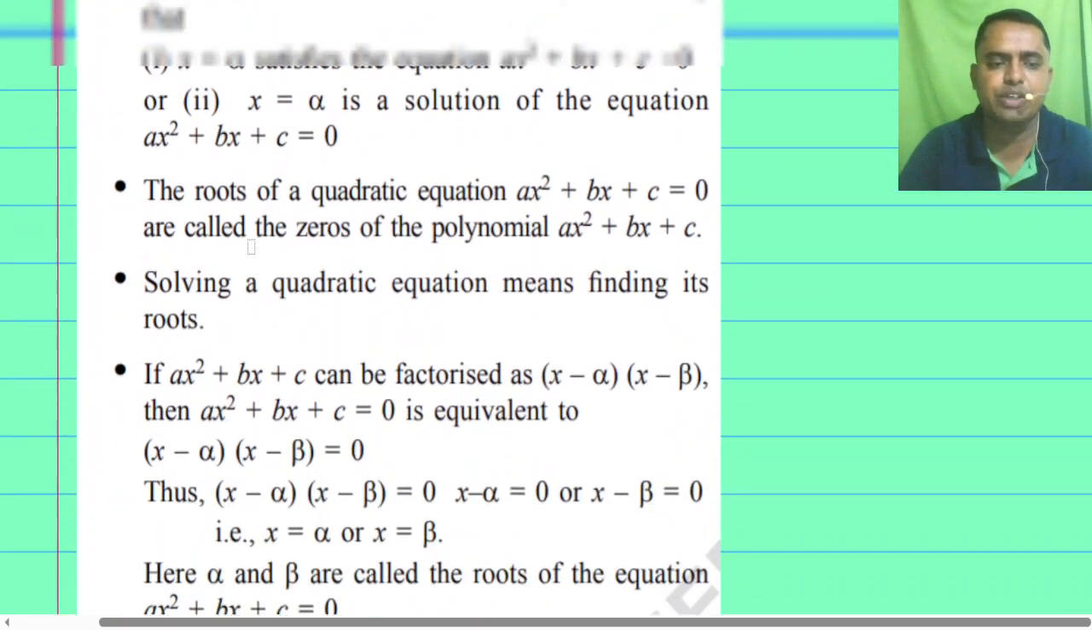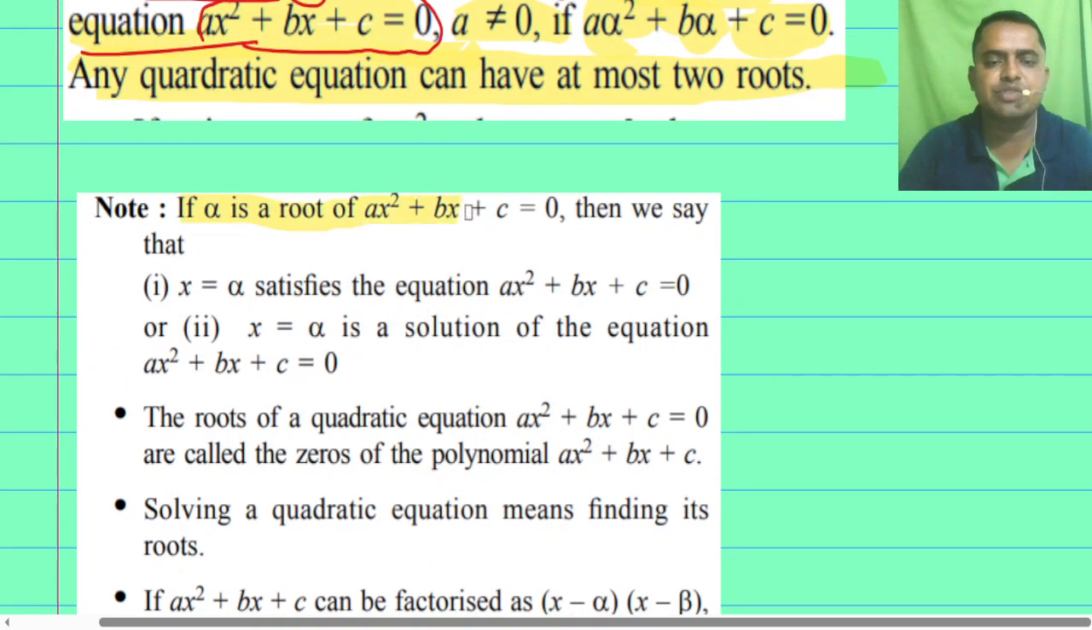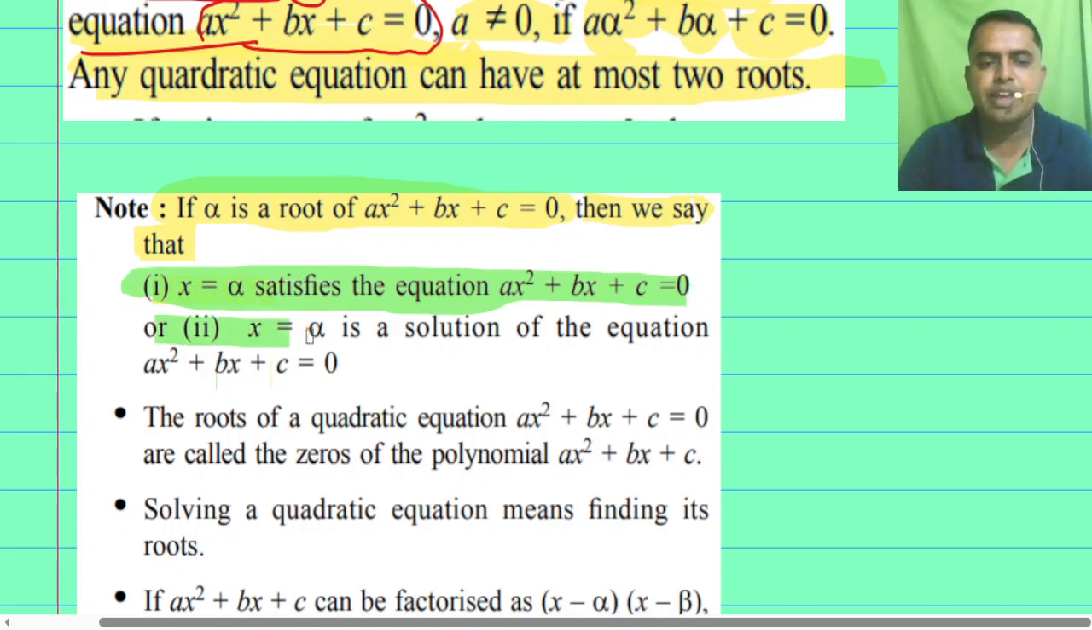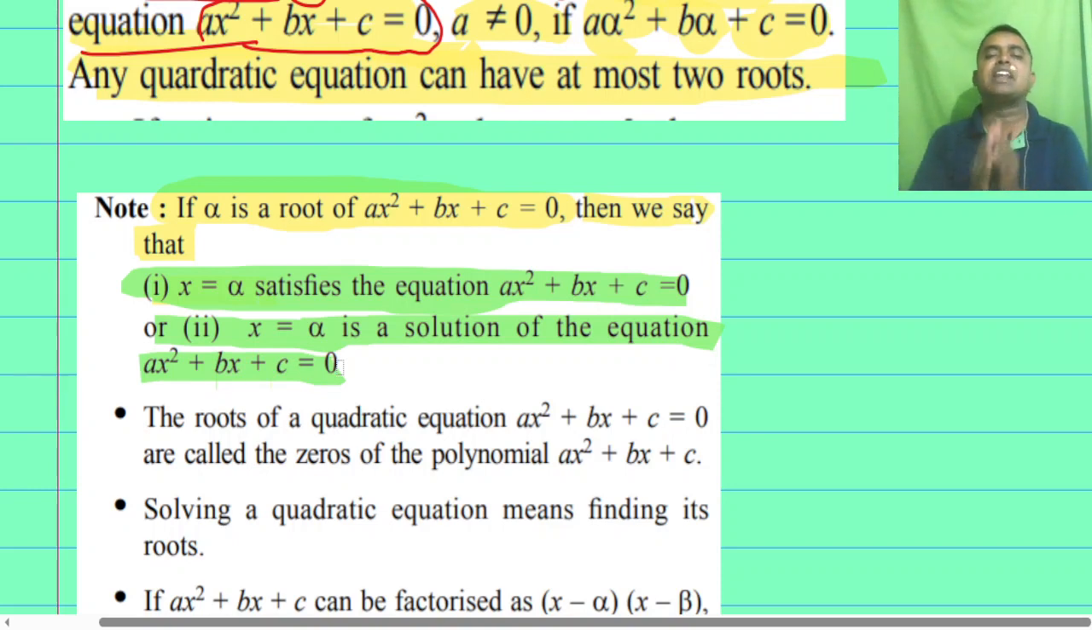Next, note the very important point: if alpha is a root of ax square plus bx plus c is equal to 0, then we say that x is equal to alpha satisfies the equation ax square plus bx plus c is equal to 0, or x is equal to alpha is a solution of the equation ax square plus bx plus c is equal to 0. Remember, it is a very important note.